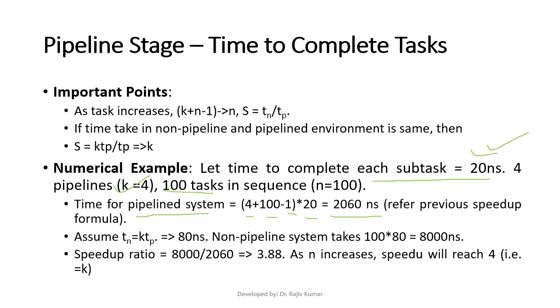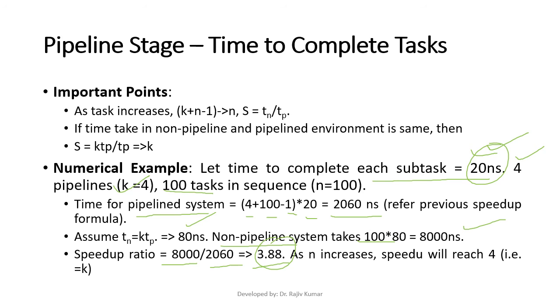Now we take the non-pipeline system, where one stage takes 20, so for one task it will take 4 times 20, that is 80 nanoseconds in the non-pipelined environment. There are total 100 tasks, so it will take 8000. To find the speed up ratio, divide the time for non-pipeline by the time of pipeline. It is 3.88. So 3.88 is our speed up ratio.